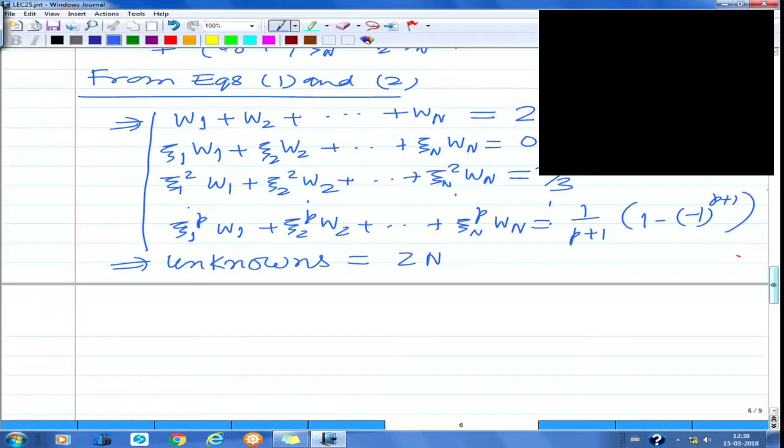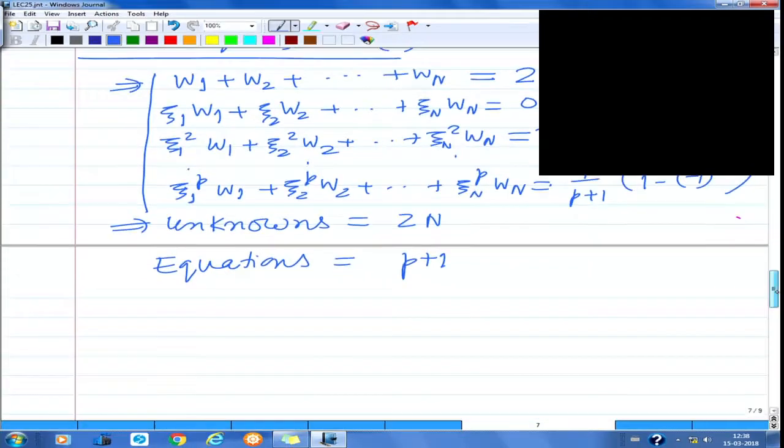How many equations do we have? The powers start with 0, then 1, 2, 3 up to p, so these are p plus 1 equations. If we choose n appropriately for a given p, we can always find n such that 2n is equal to p plus 1. If we choose n such that 2n is equal to p plus 1, then we would be able to get the exact integration of the polynomial approximation of the function.